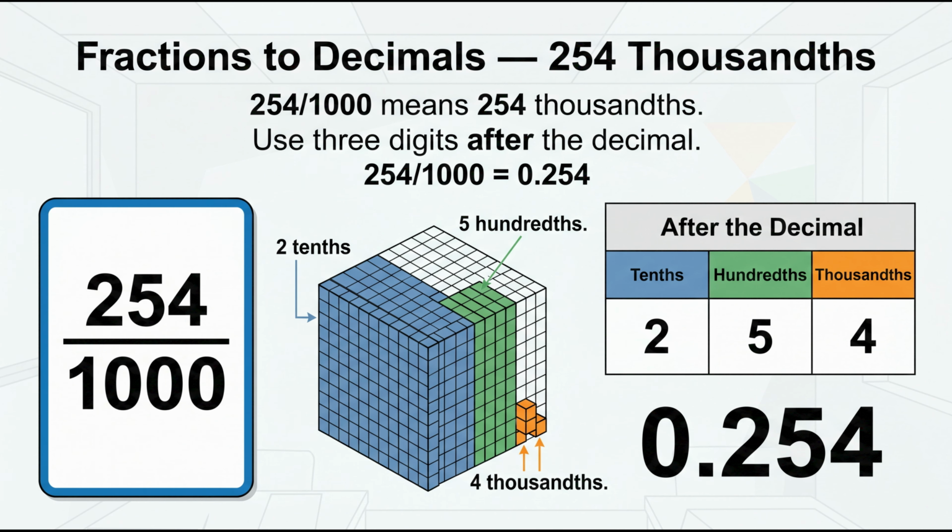Fractions to decimals, 254 thousandths. 254/1000 means 254 thousandths. Since the denominator is 1000, the decimal must have 3 digits after the decimal point. So, 254 thousandths is written as 0.254.